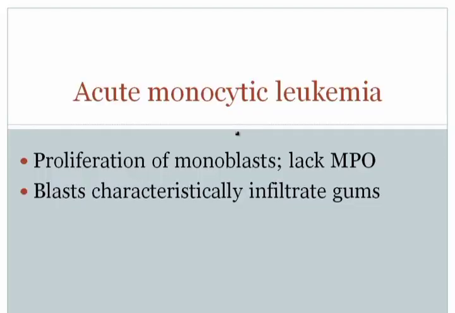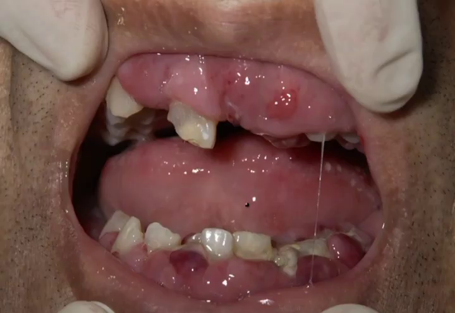So one high-yield subtype to be familiar with is acute monocytic leukemia. What's characteristic of acute monocytic leukemia is that you get a proliferation of monoblasts, and what's very important and super high yield in this discussion is that these monoblasts characteristically infiltrate the gums, so that the patients will present with involvement of the gums. And that's what this picture here is trying to highlight. This is a patient with an acute monocytic or monoblastic leukemia, and clearly there is swelling of the gums.